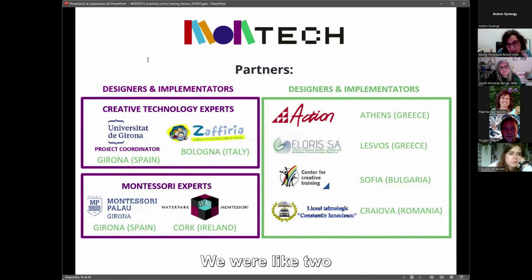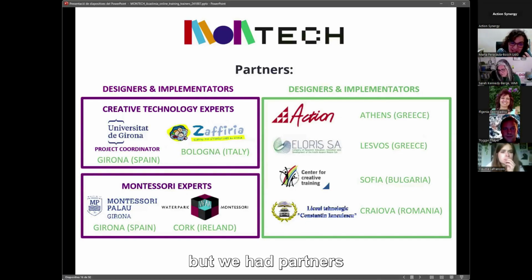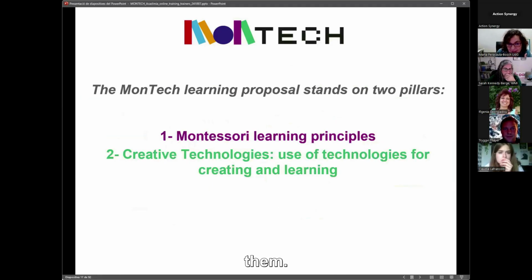We were like two or three groups of partners there, but all of us were designers and implementers. We had partners who were experts in creative technology, partners who were experts in Montessori, so we learned a lot from each other, and partners who were experts also in teacher training, in piloting, and all together designed the activities and implemented them.